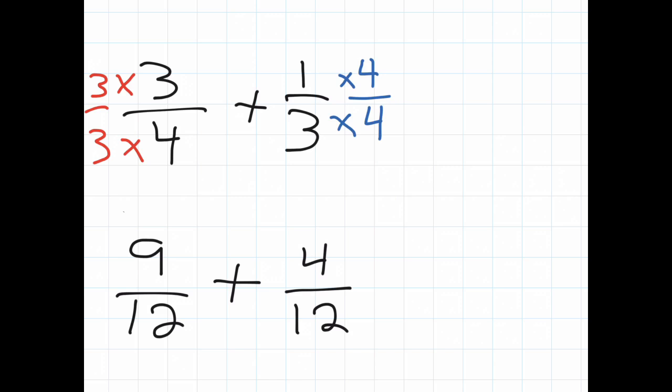We now have common denominators. These fractions are equivalent, and so we can add them up. 3/12 plus 4/12 equals 13/12. That is how you add fractions with uncommon denominators. You find a common denominator and then add them up.